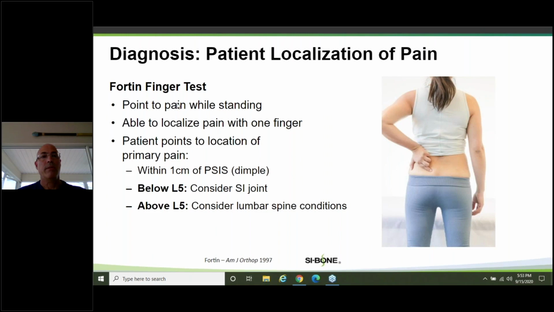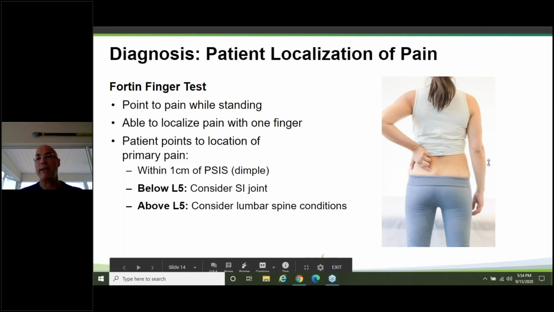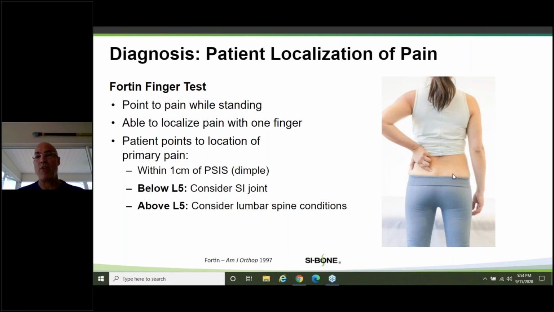So these are the different indicators of how we make the diagnosis. This is called the Fortin finger test, which doesn't really, the name doesn't matter, but basically the patient's pointing right to where they hurt. Now, they don't have to have this. As I mentioned in a few slides back, I've had patients with groin pain, lateral thigh pain, lateral leg pain. All of them have sacroiliitis, or I have confirmed sacroiliitis on an injection.